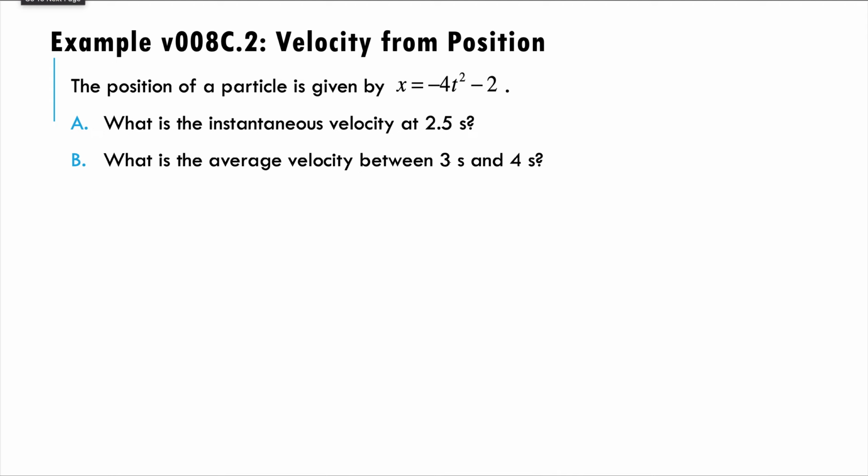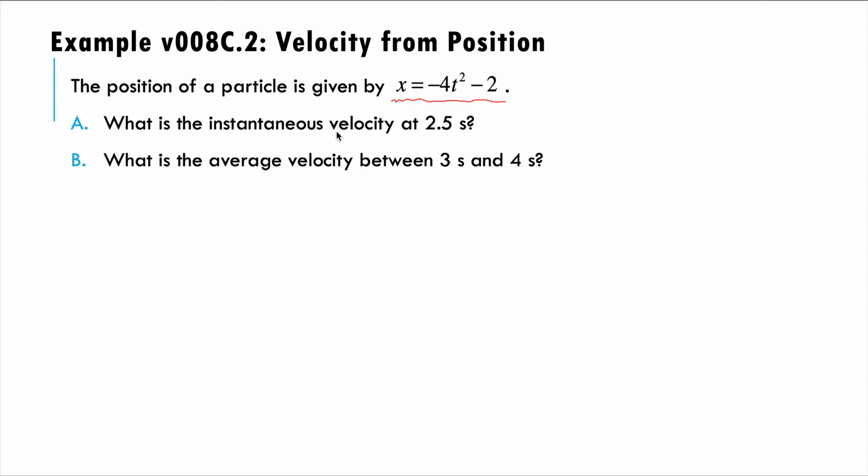Hey everyone, let's look at the second example from video 8C. This example gives us the position of a particle and it gives us an equation, x equals negative 4t squared minus 2. So that is the position as a function of time. The first part of the question says, what is the instantaneous velocity at 2.5 seconds? Do you remember what equation to use to find this or how to do this?